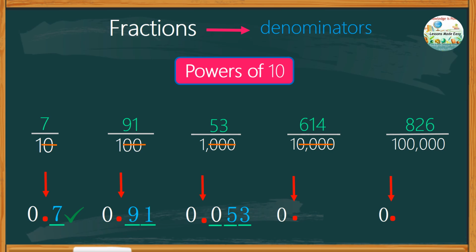10,000 has 4 zeros, which indicate 4 decimal places. But 614 is only a 3-digit number, so again, adding a 0 is required to complete the decimal number. And lastly, 100,000 consists of 5 zeros, which then require 5 decimal places. However, 8, 2, and 6 only can make up for 3 decimal places, which means we need to add not only 1, but 2 zeros to complete the decimal number.